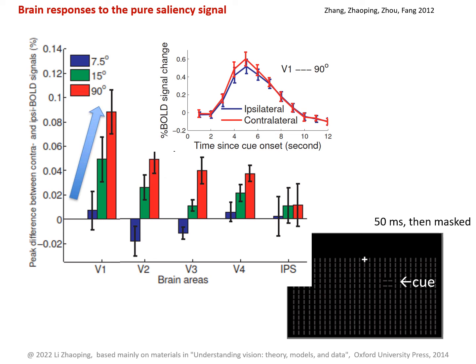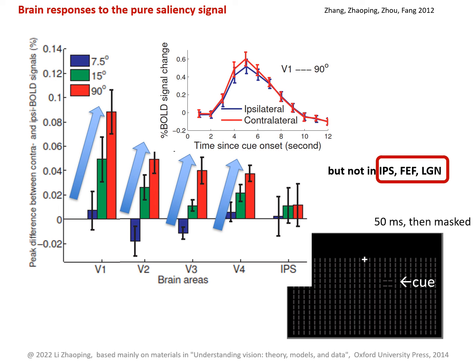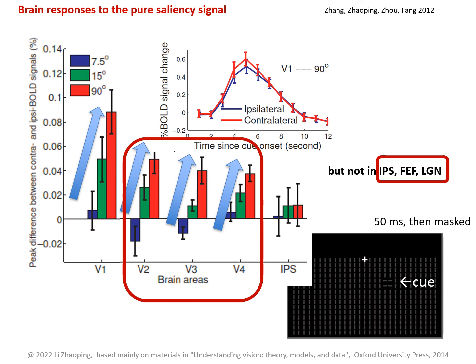This rise in responses in V1 with increasing saliency is also seen in V2, V3, and V4, but not in IPS, frontal eye field, and LGN. This is consistent with these 3 regions not playing a significant role in saliency. Meanwhile, it's unclear from these data whether V2, V3, and V4 merely inherit saliency signals from V1 or play active roles in saliency in addition to V1.